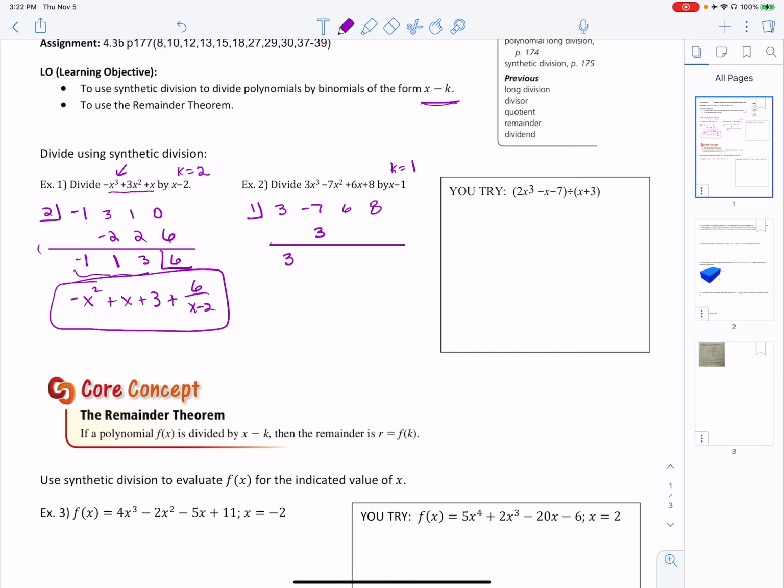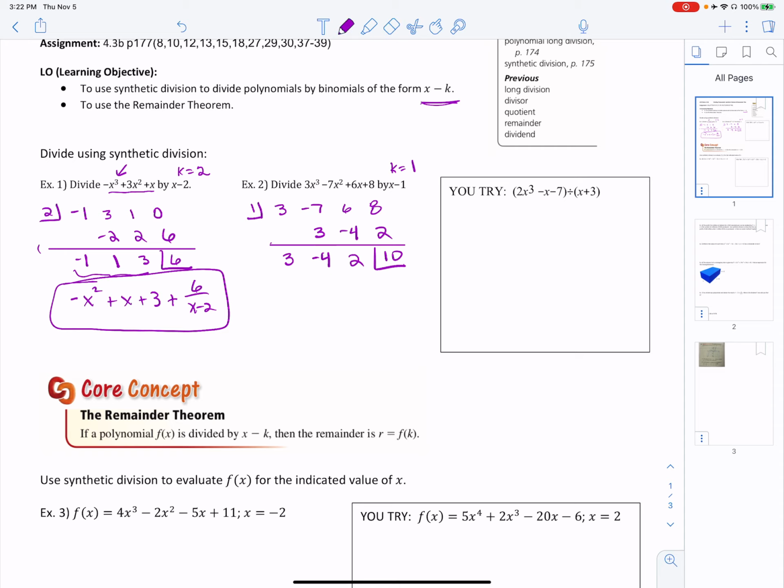And then we add the -7 and 3, and take that times the 1. 1 times a -4 is a -4. And put that under the 6. Then we add the 6 and the -4, getting 2. And then we take that 2 times the 1 and write it underneath the next term. And then add, and that last one is the remainder.